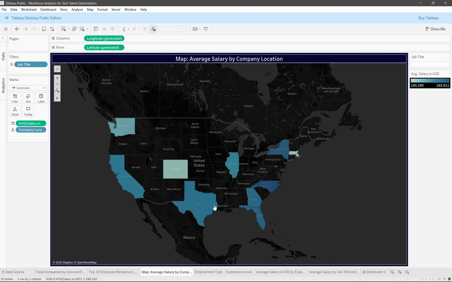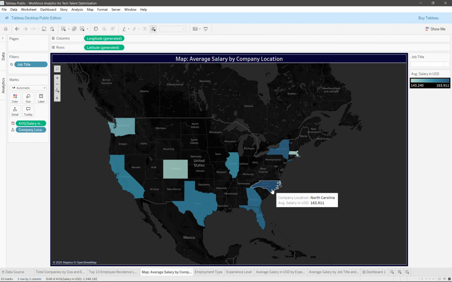So this is the map of average salary by company location. This map displays how pay varies internationally. You'll notice high-cost hubs with higher salaries, lower-cost regions with competitive talent, and strategic emerging markets where companies are increasing their presence, similar to North Carolina.